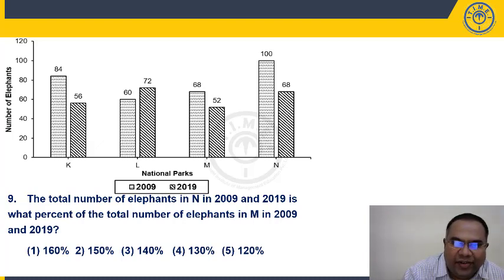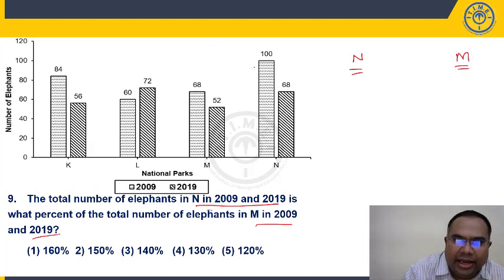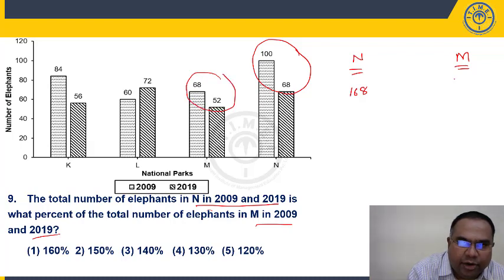The total number of elephants in N in 2009 and 2019 together is what percentage of the total number of elephants in M in 2009 and 2019 together? N in 2009 and 2019, 100 plus 68, 168. M in 2009 and 2019, 68 plus 52, 120.